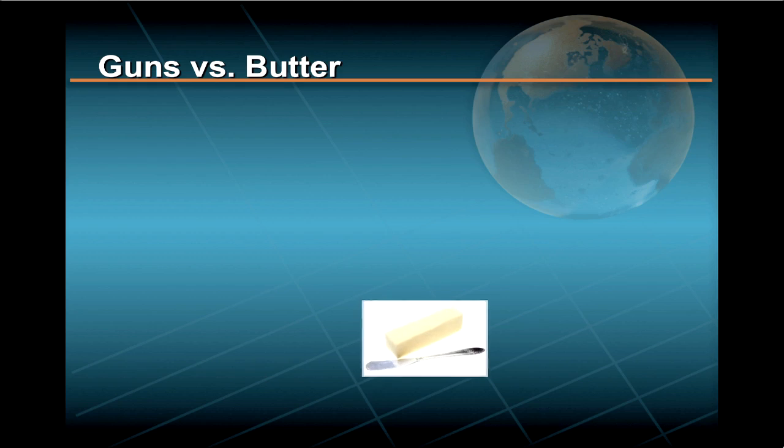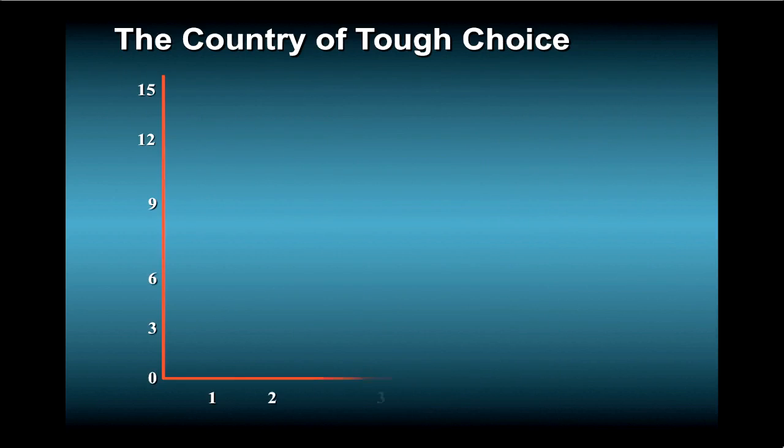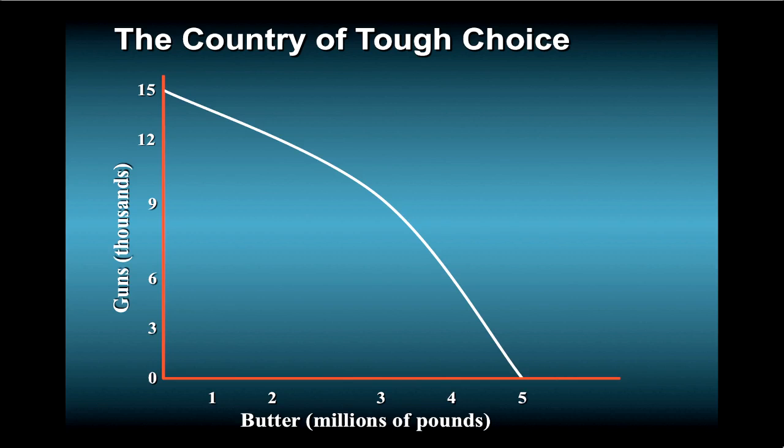In particular, how much of a country's resources should go to the military, the guns, and how much should go to civilian uses like education and healthcare and the production of consumer goods like computers and automobiles. That's the butter. To illustrate this choice, take a look at this PPF diagram for the mythical country of Tough Choice.